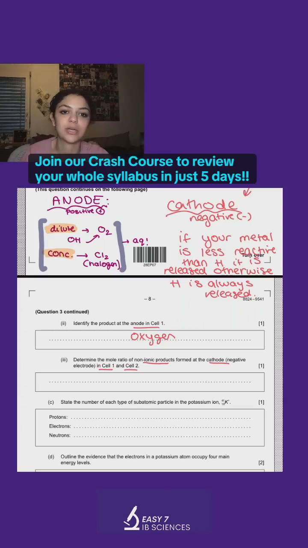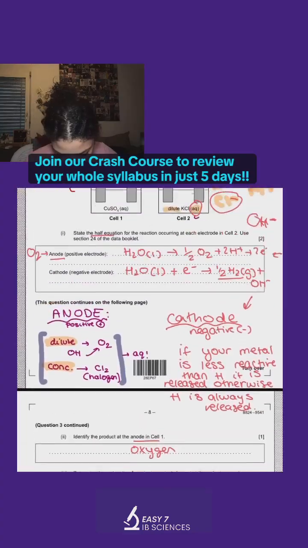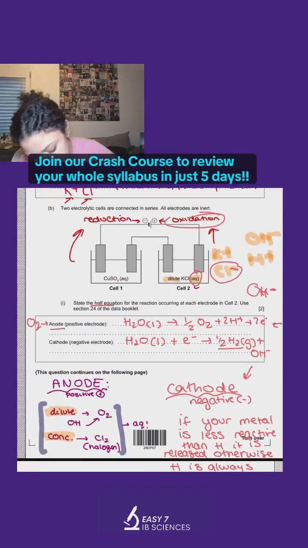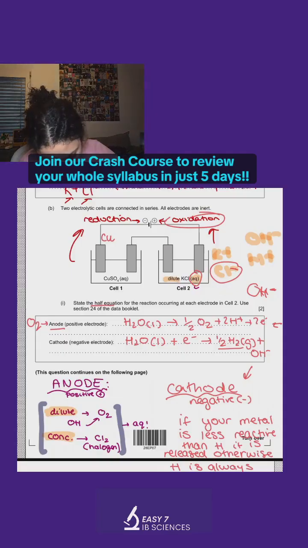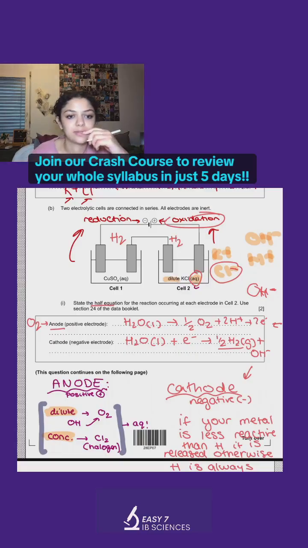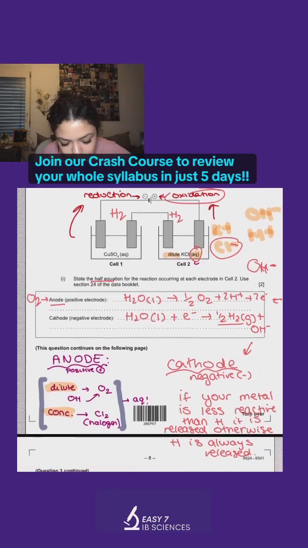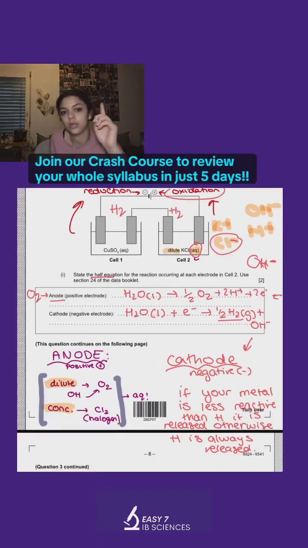So think mole ratio. Redox question, so I'm just going to count the ratio in difference of electrons. So here, in cell 1 at the cathode, I'm releasing hydrogen. Oh no, sorry. In both of them I'm releasing hydrogen. And here I'm releasing hydrogen. Okay? So I know that it's a 1-to-1 ratio, because for every single one, you have 1 electron.